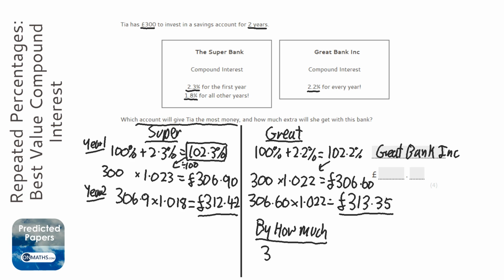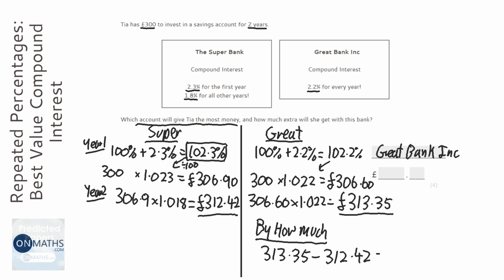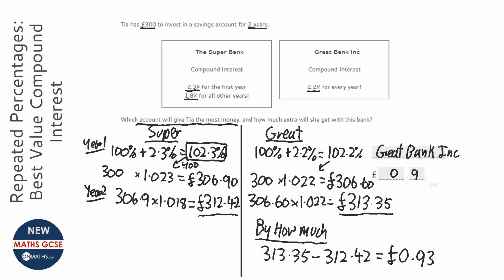So I'm going to do 313.35, take away 312.42. And I get the answer of 93p, so £0.93. Now, if you hadn't rounded both of those, you might get a slightly different answer.